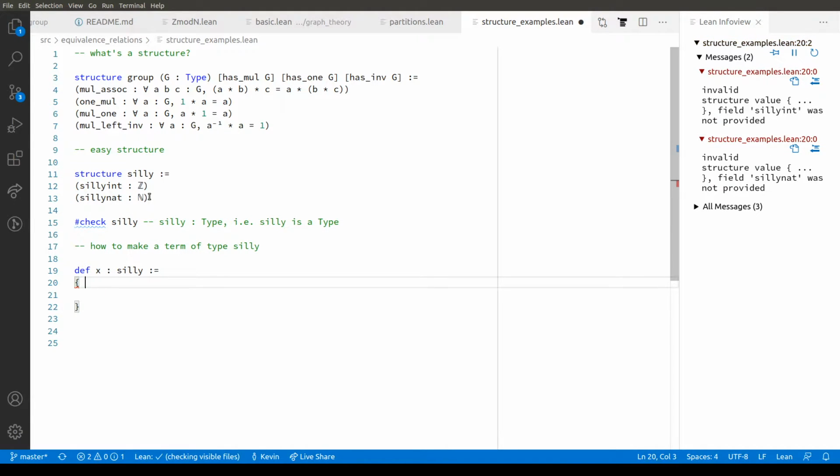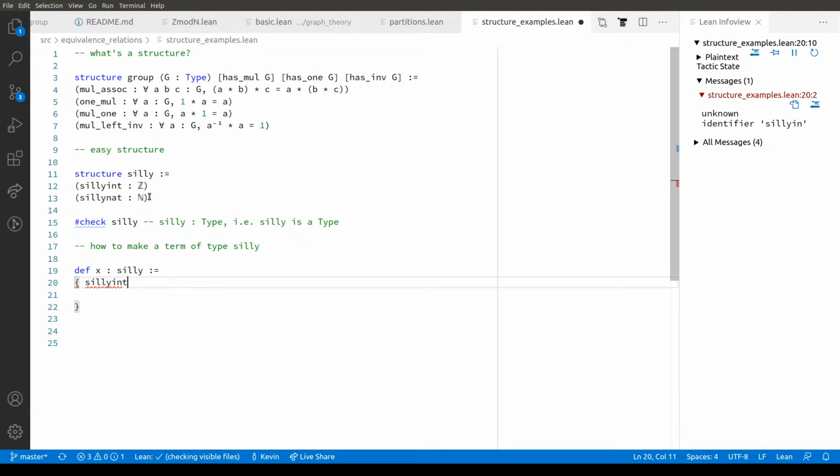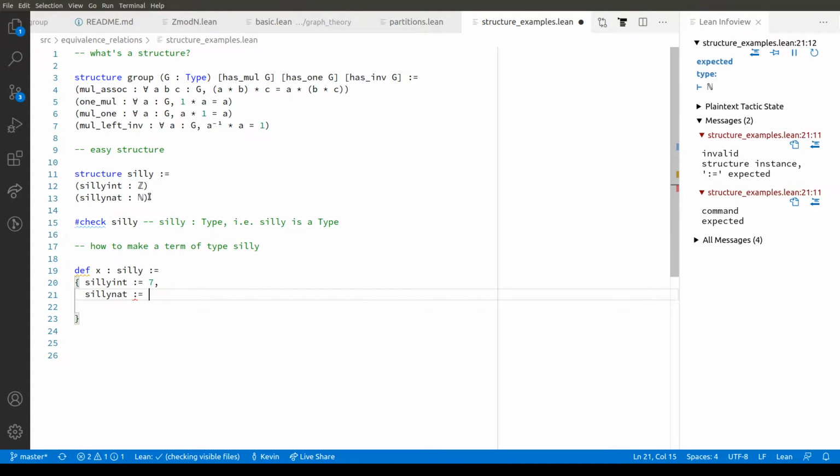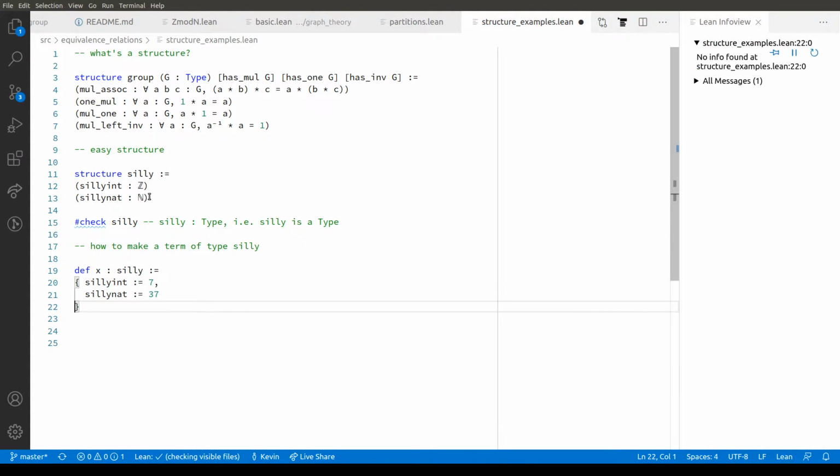To make a term of type silly, I have to give a sillyint, and that could be, I don't know, 7, and a sillynat, and that could be 37. And there you go, everything's compiled. We've got no warnings and no errors down here. We've got one informational, there, we've got this thing here. If I comment this out, there we go. Then there's no warnings and no errors and no info, there's no anything.